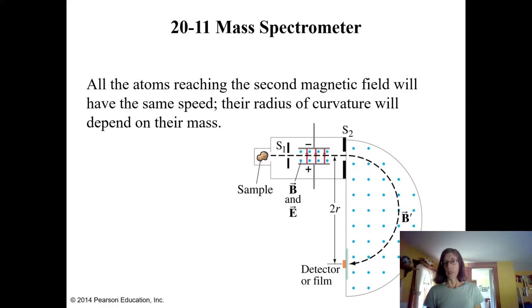So what happens is that all atoms that reach the second magnetic field in a mass spectrometer are going to have the same speed, and there are two magnetic fields here. So you've got your sample, it moves through, and anything that has the same mass is going to have the same radius of curvature, so that when it hits this detector, it's going to hit it at the same place. So this radius of curvature, as this particle comes through, is going to be dependent on the mass of the particle.